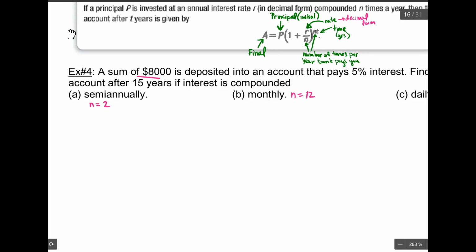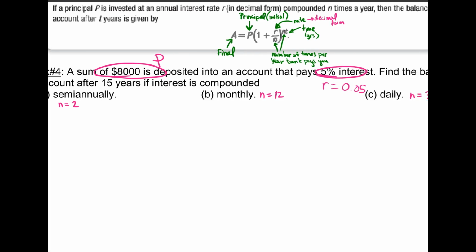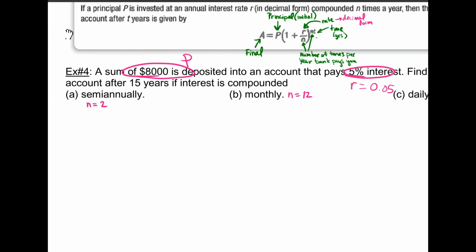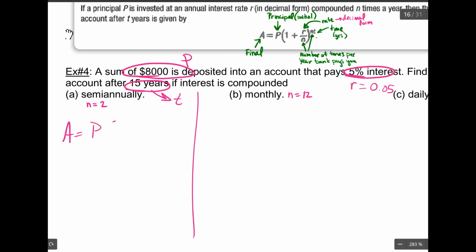Okay, and every single time, our sum of $8,000 deposited is my principal, how much I'm starting with. 5% interest means my rate is going to be 0.05, converting percentages to decimals. Find the balance after 15 years, so my T is 15. So I'm going to be using A equals P times (1 plus R over N), all to the N times T.